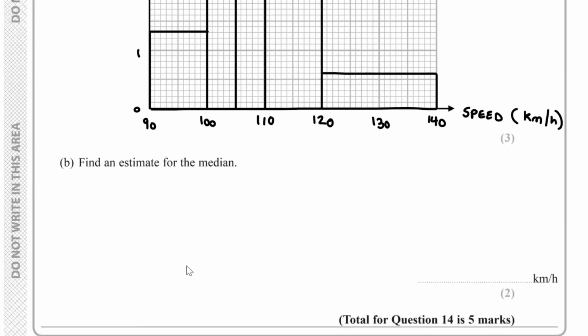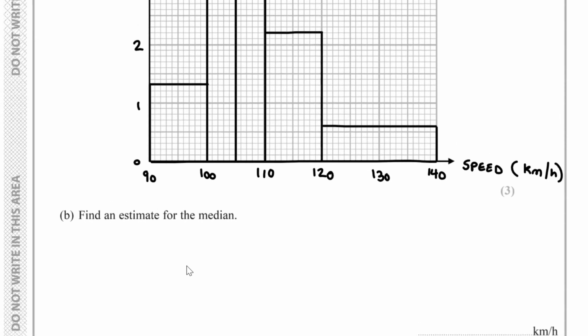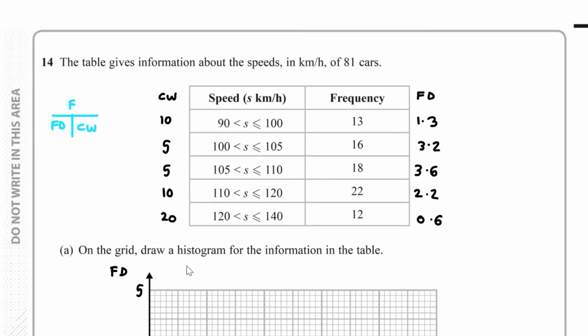Now for part B, we have to find an estimate for the median. So part B, find an estimate for the median. Well, before we do anything else, we need to find out where the median lies. And for that, we need to work out the cumulative frequency. So we start off with the 13. 13 plus 16, that's 29. 29 plus 18, that's 47. 47 plus 22, that's 69. And 69 plus 12 is 81.